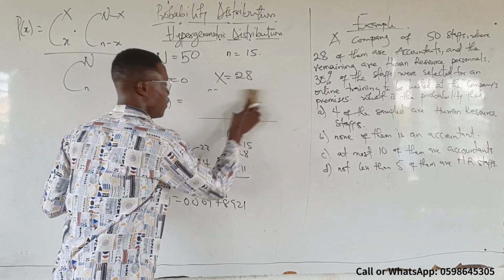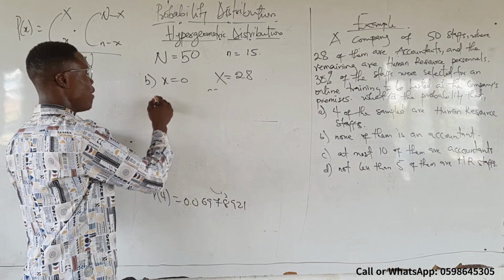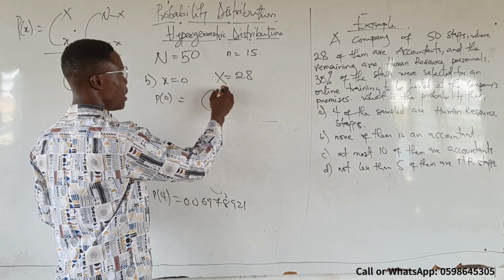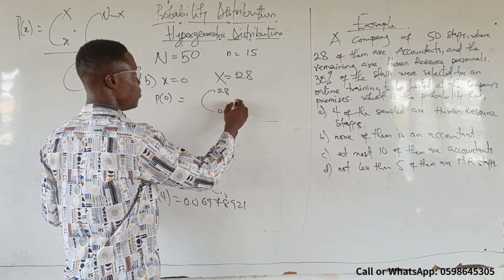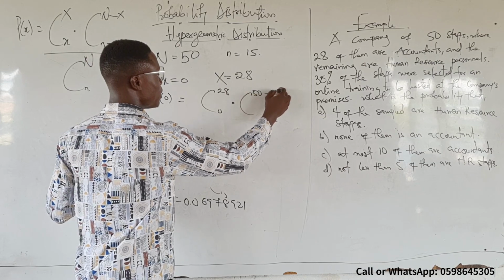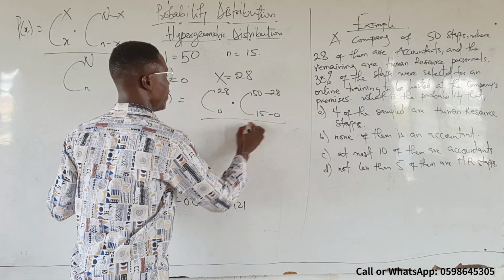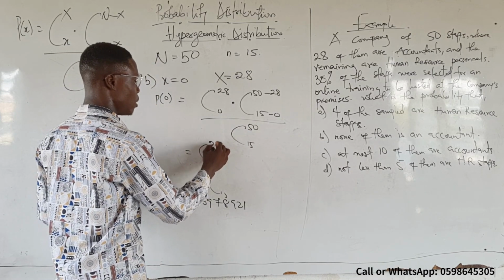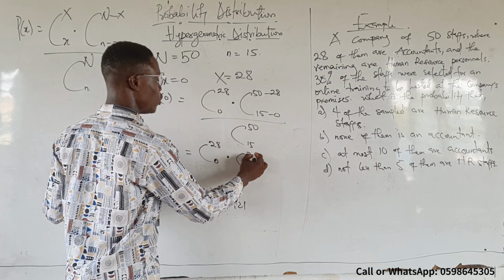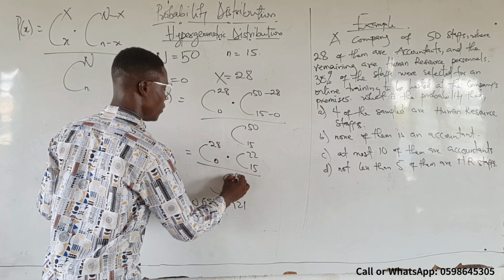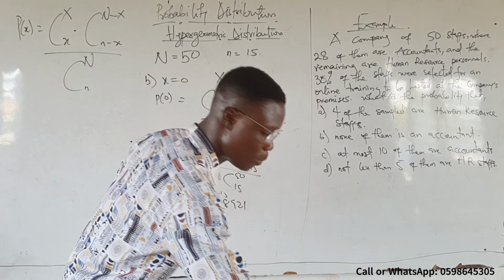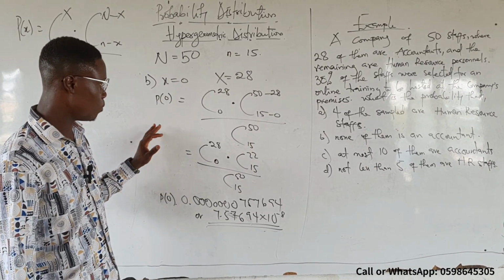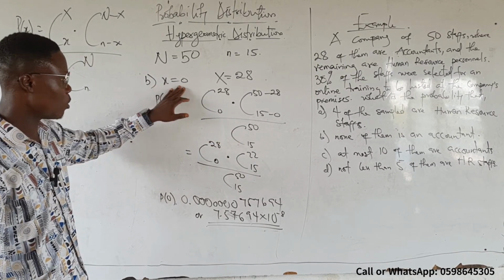So that if I should rewrite this quickly, I have the probability of 0 to be equal to the combination of, we have bigger X, so that's 28 and 0, times 50 minus 28, and then I have 15 minus 0, all over the combination of 50 and then 15. So that if I should make it simple by dealing with the subtractions, I have a combination of 22 and then 15, all over the combination of 50 and then 15. So we just have to punch this and then we are there. Okay, so this becomes the answer to the B, where X equals 0, right?